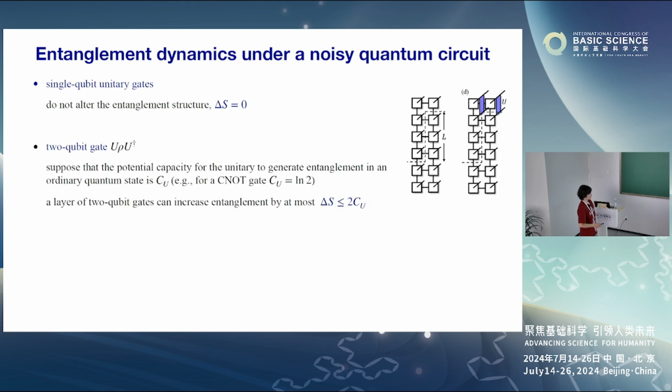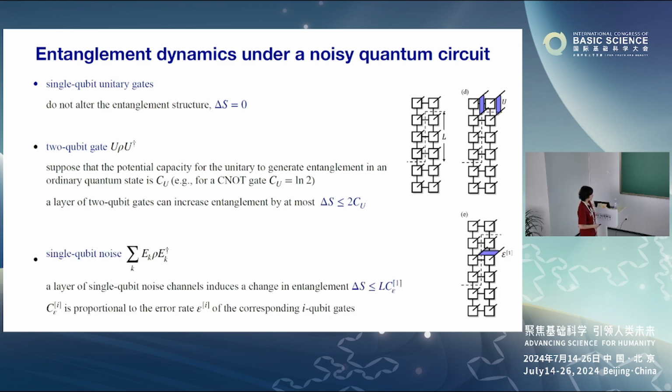For the 2 qubit gate, you select this one. So this one will increase the bond dimension of this virtual bond. And then we can see how many times it cuts the dashed line. From this picture, we see that if we apply a layer of this 2 qubit gate, it will cut the dashed line 2 times. So this means a layer of 2 qubit gates can increase the entanglement by at most 2 C_U. So C_U is the entanglement growth for a single 2 qubit gate. For example, for the CNOT gate, C_U equals 2.